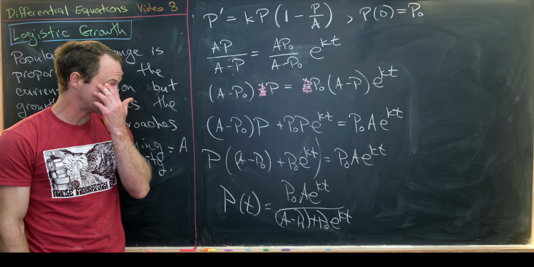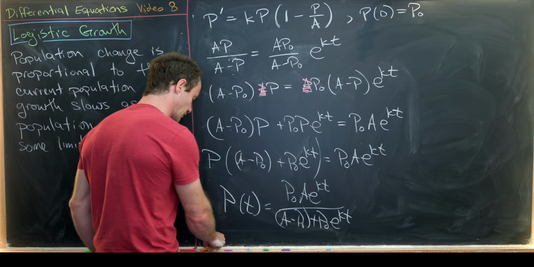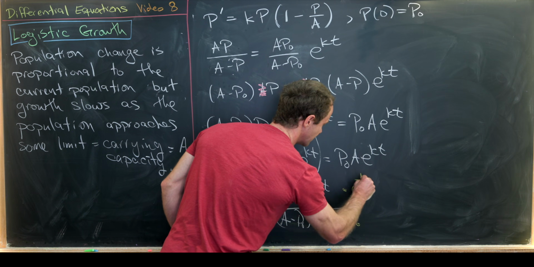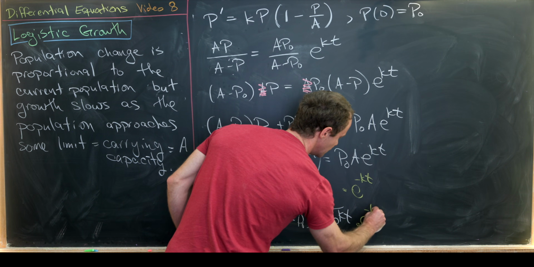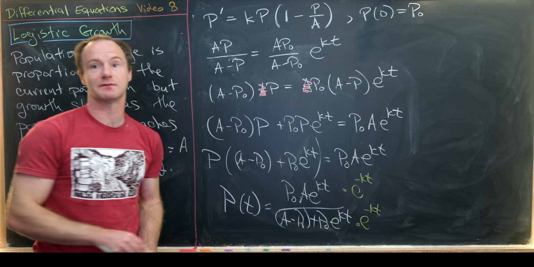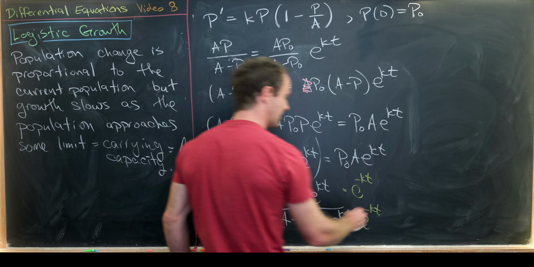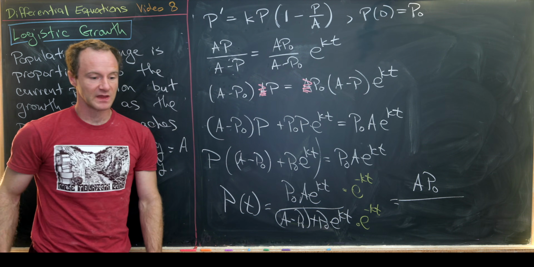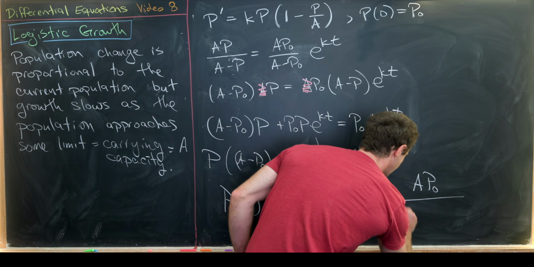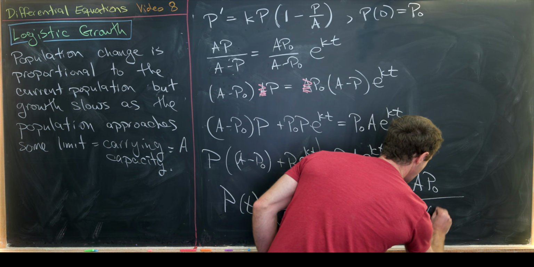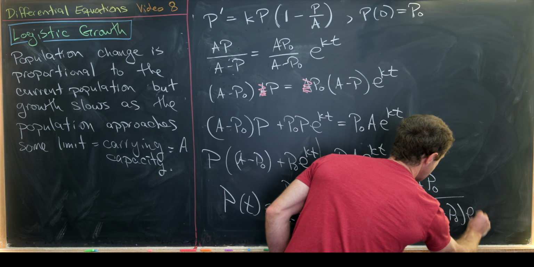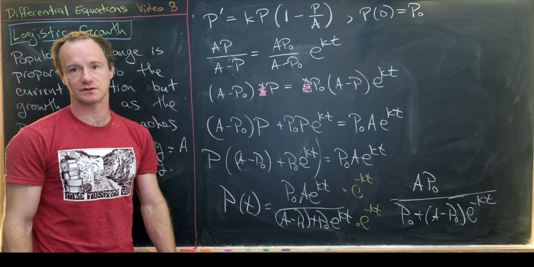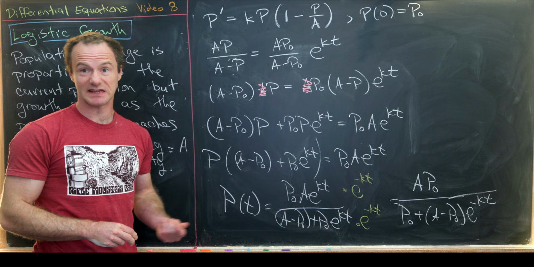But one thing that I'd like to point out is this is not the standard way that we see this. The standard way that you would maybe see this in a textbook is what you get by multiplying the numerator and the denominator by e to the minus kt. And that'll leave us with a times p naught in the numerator. And then in the denominator, we'll have p naught plus a minus p naught e to the minus kt. And that's what we take as our final solution. Okay, let's see an example of this.